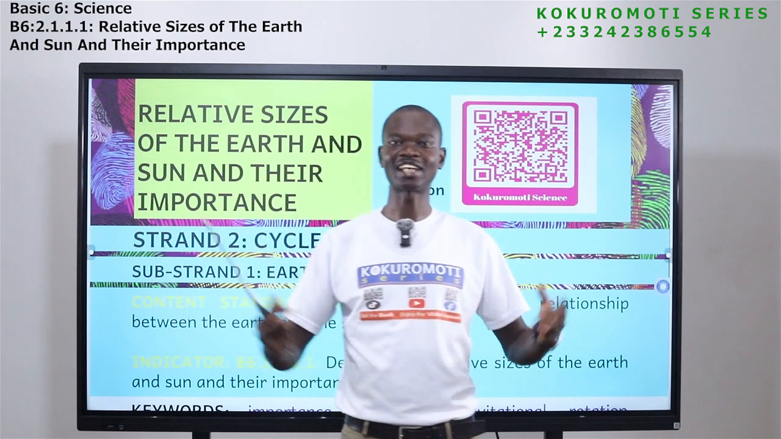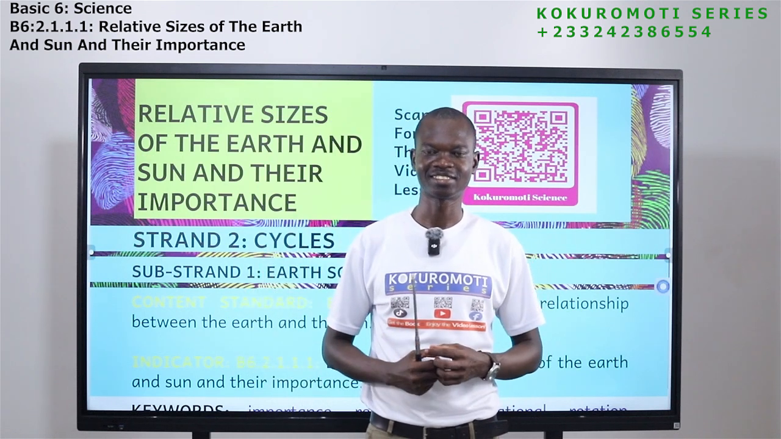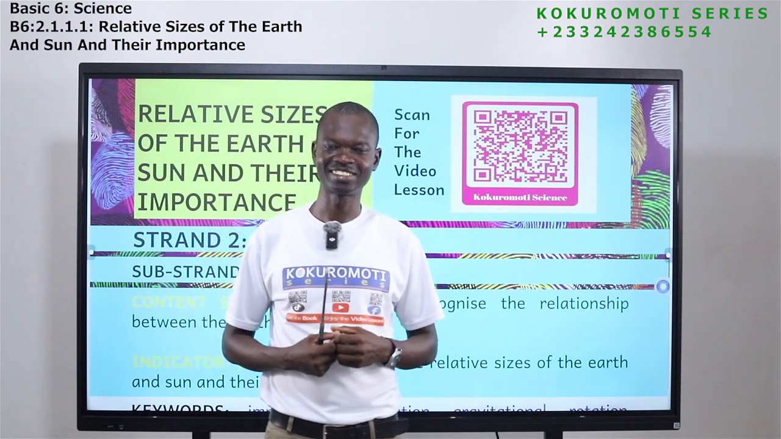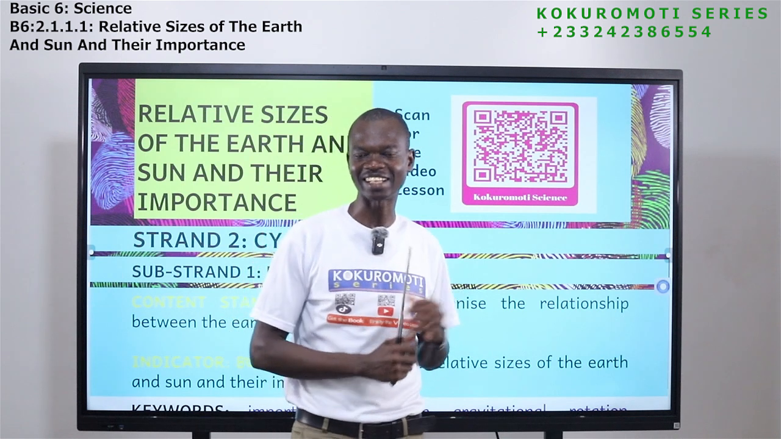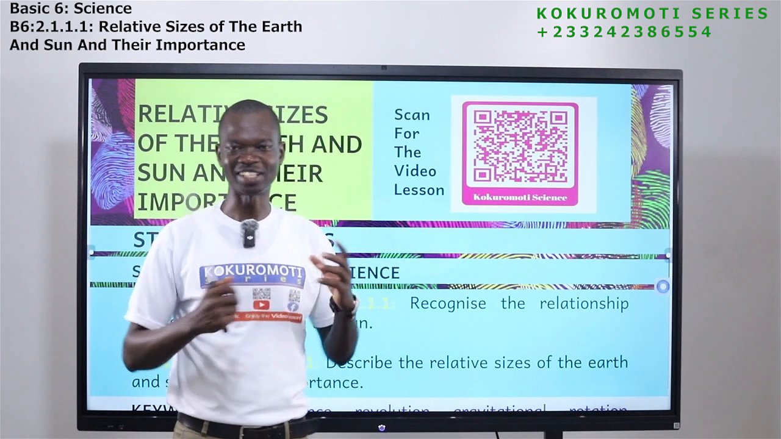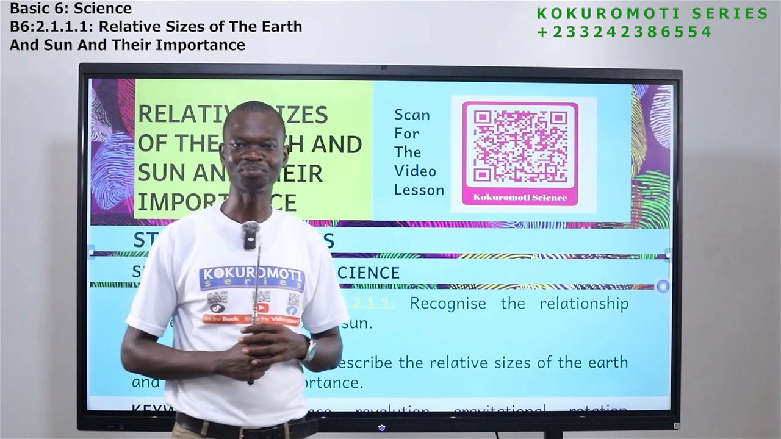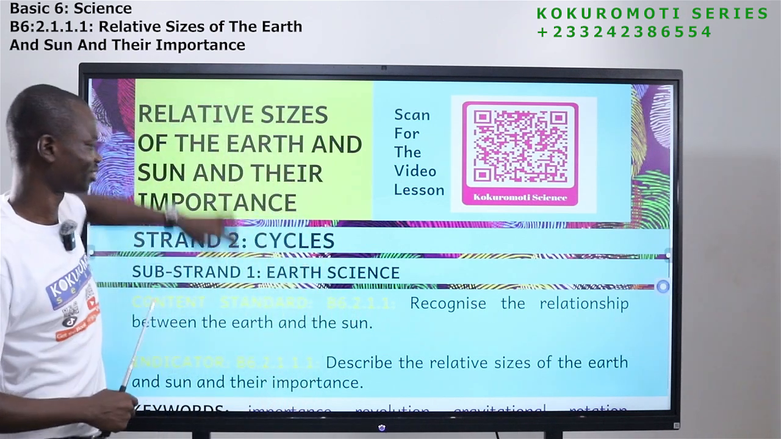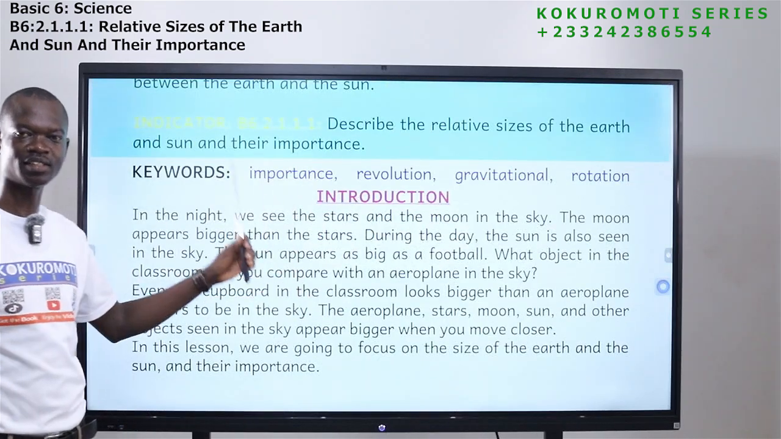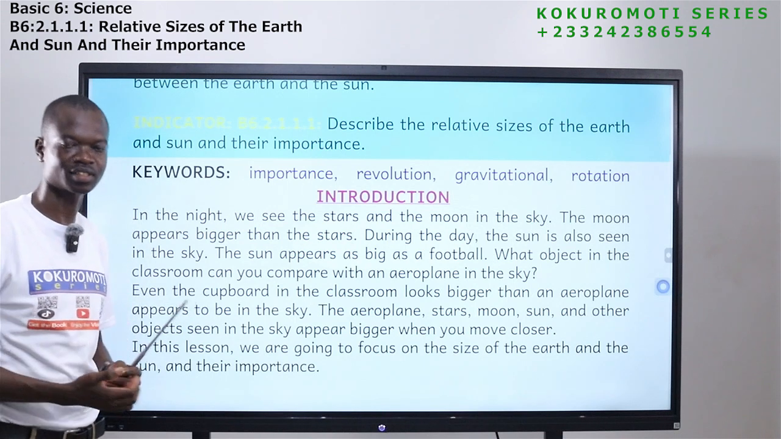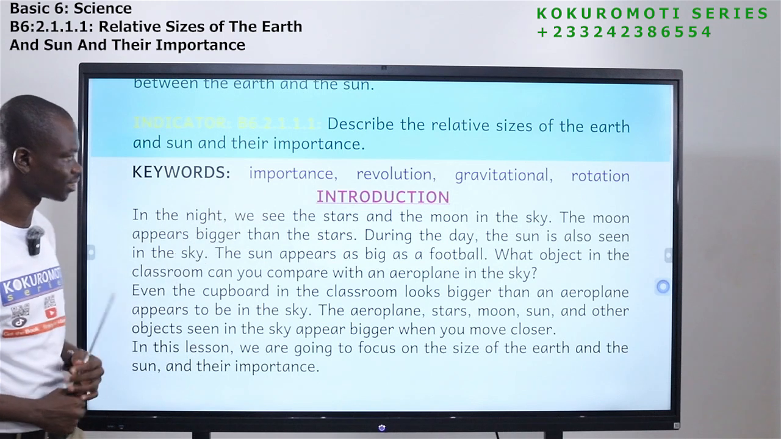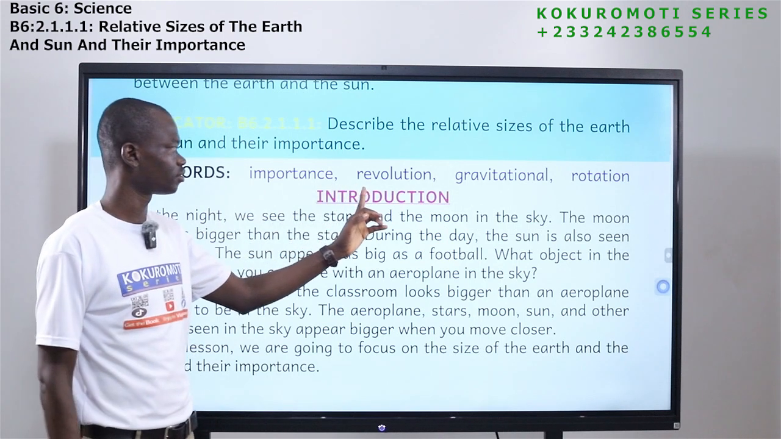Yes, during daytime we see the sun. In the night too, we see stars, we see the moon. But we are looking at the size of the Earth and the size of the sun. Before we continue, let's look at the keywords. The first word is importance. We are talking about benefits, uses, relevance, significance of something.